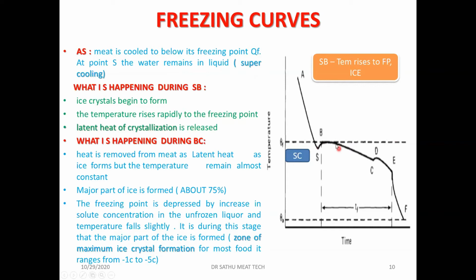So what is happening in the B to C? This is the zone where maximum ice crystals are formed. The heat is removed from the meat as latent heat of crystallization, but the temperature remains almost constant. The freezing point is depressed by increasing the solute concentration. As the water solidifies into ice, the solute concentration increases. Because the solute concentration is increasing, the freezing point is depressed in the unfrozen liquor, and the temperature falls slightly. So the temperature will start falling, and it is during this stage that the major part of the ice crystal is formed. That is the zone of maximum ice crystal formation, which we already discussed.